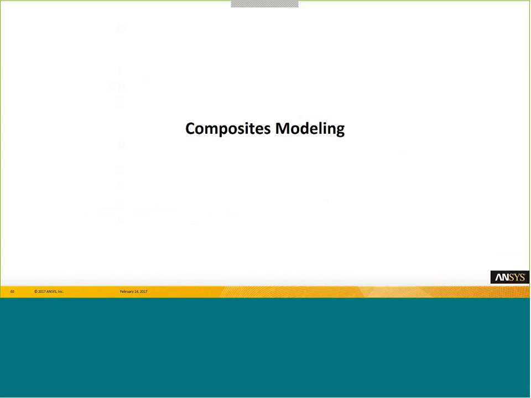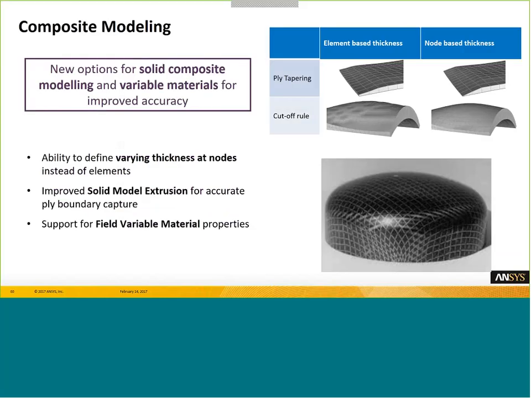Okay, on to composites analysis now. There are some changes around the way we model thickness of material. Two scenarios: ply tapering and using a cutoff rule. The cutoff rule allows us to model layers of material which don't go all the way to the end of the part. So maybe we've got 4 in the middle and 2 at the end. We can choose which way we calculate the thickness. We can use either element-based thickness or node-based thickness, and these are new for us at 18.